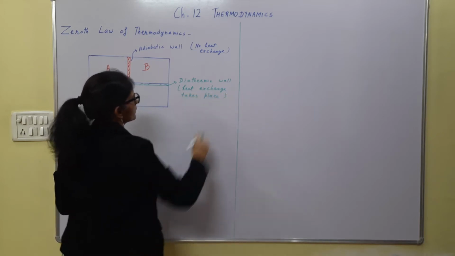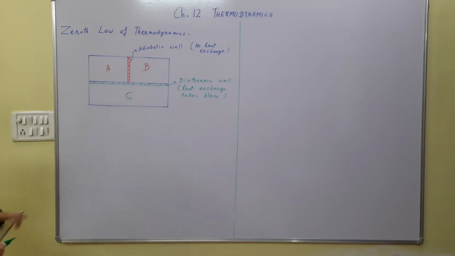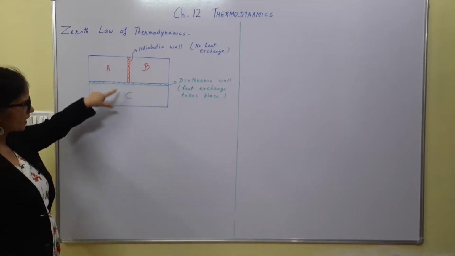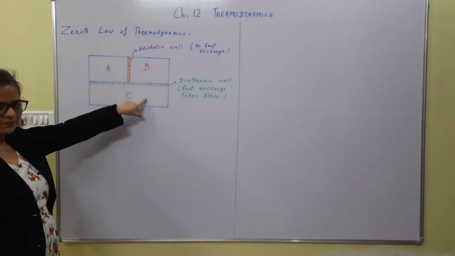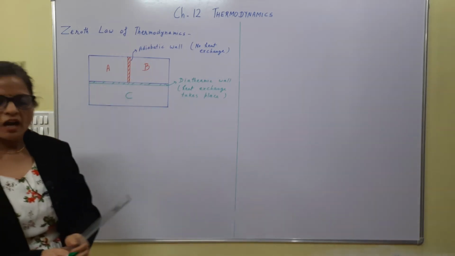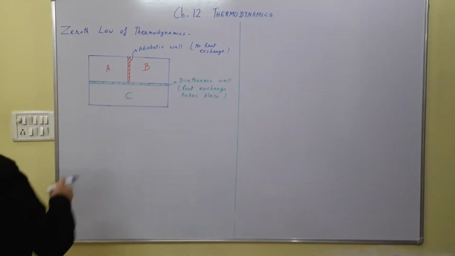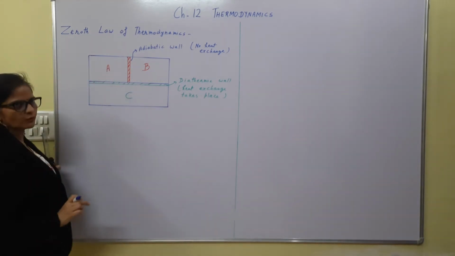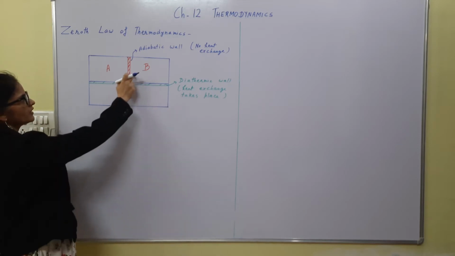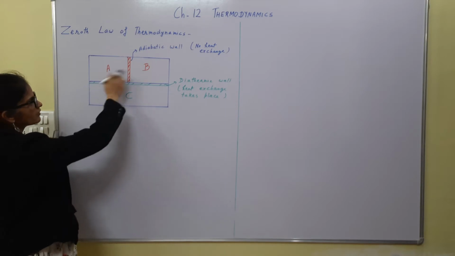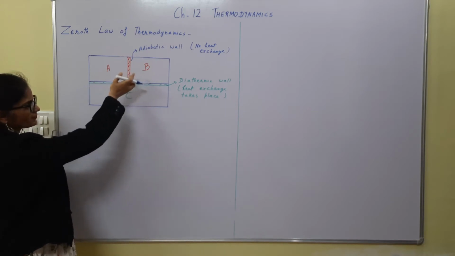So what happens is that during this experiment, there is the possibility of heat exchange between A and C and B and C. Due to heat exchange, after some time it is observed that these are in thermal equilibrium. Then when this adiabatic wall was removed, it was observed that there was no heat exchange, right?